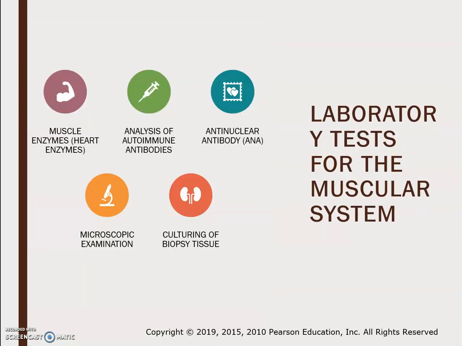Laboratory tests for the muscular system: we could do muscle enzymes such as heart enzymes, analysis of autoimmune antibodies, the ANA or anti-nuclear antibody, and microscopic examination or culturing of the biopsy or tissue.